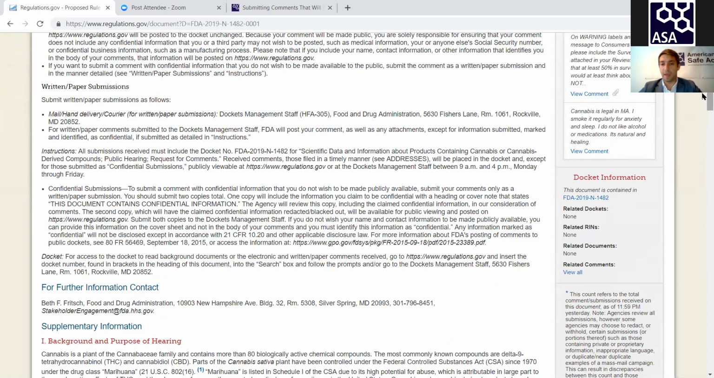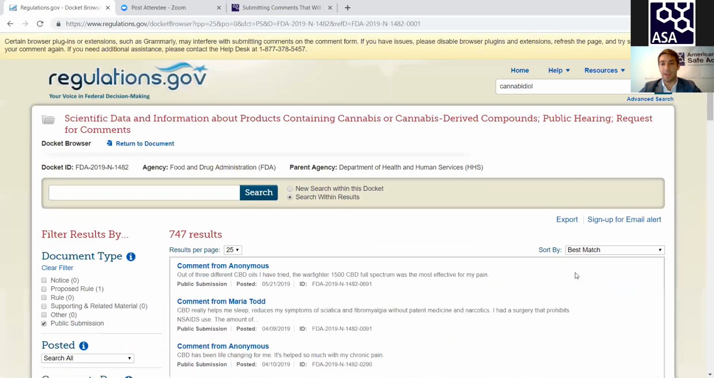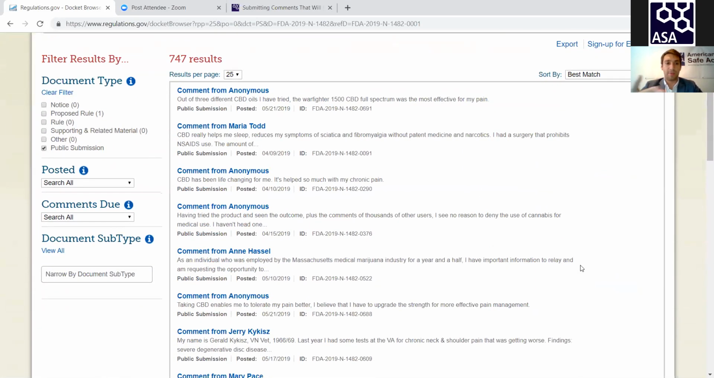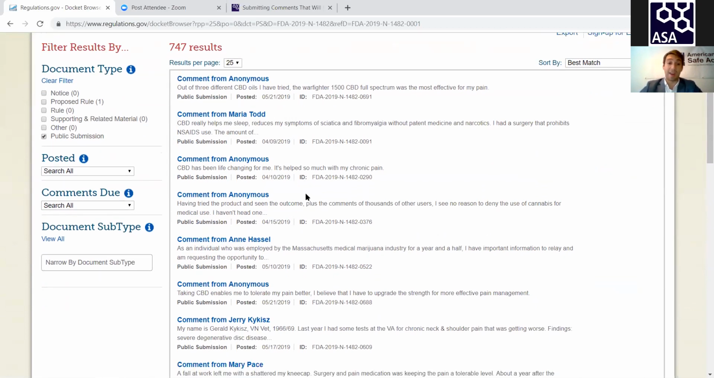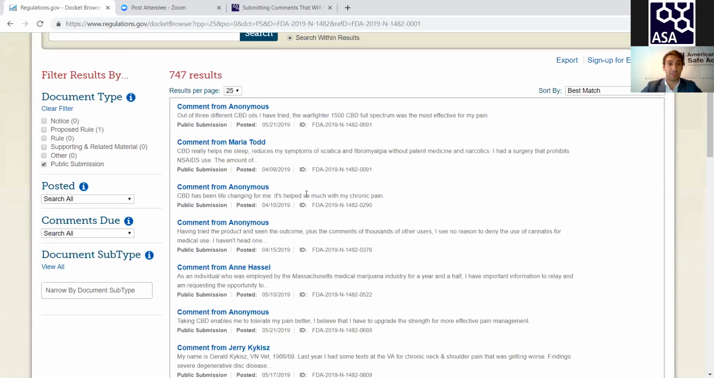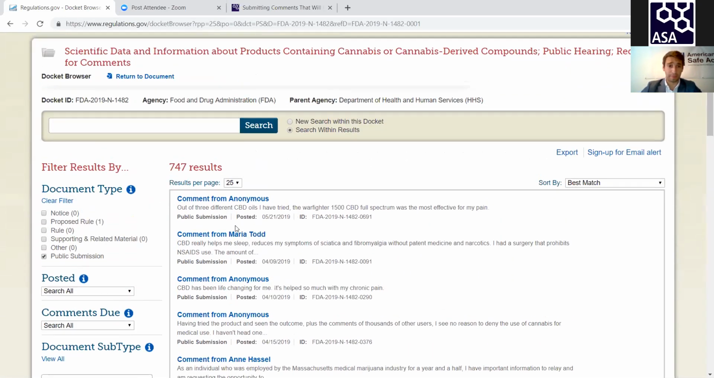So to look at comments that have been already submitted, you go down to related comments and click all. And this will show you all the comments that have been submitted so far. And it will determine whether or not the comment has been submitted anonymously or by someone who's chosen to identify themselves, and it will show whether or not the comment has an attachment or if it's just made through the commenting form.